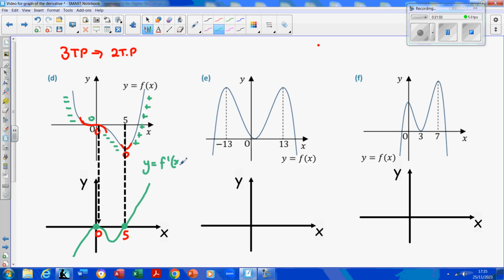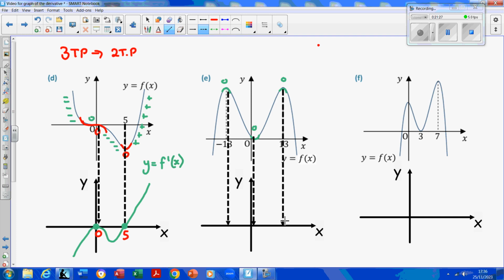We'll do a check. 1 turning point, 2 turning points. So that's okay. Next one, we've got 1, 2, 3 turning points. So the gradient of the tangent is 0 at each bit there. So they get dropped straight down onto the axis. So right down there, a wee bit off the 0 there, and that one there, straight down. So we'll put in x numbers, minus 13, and that's probably supposed to be just 0, and that one there is 13.